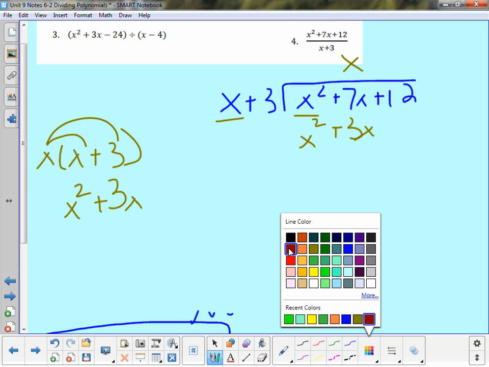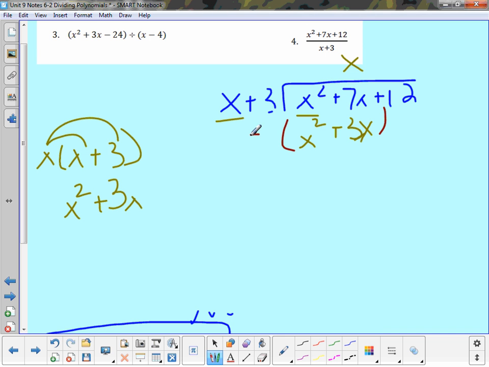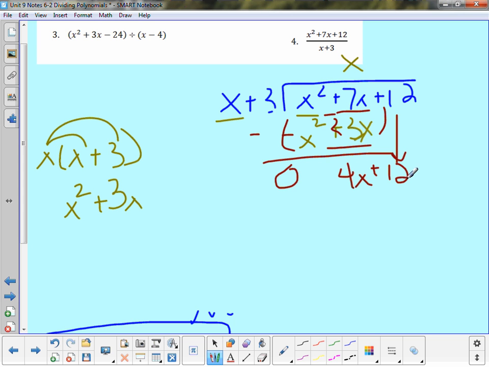Now, I want to subtract these off. Okay, that's the idea I want to look for. And when I do that, I want to change the signs of everything that follows. So x squared minus x squared is going to cancel out to 0. 7x minus 3x, remember we're changing that sign because we're subtracting, is going to give me 4x, and then I want to bring down that plus 12. Next thing I want to ask myself is what I need to multiply x by to get 4x, and I need to multiply it by 4.